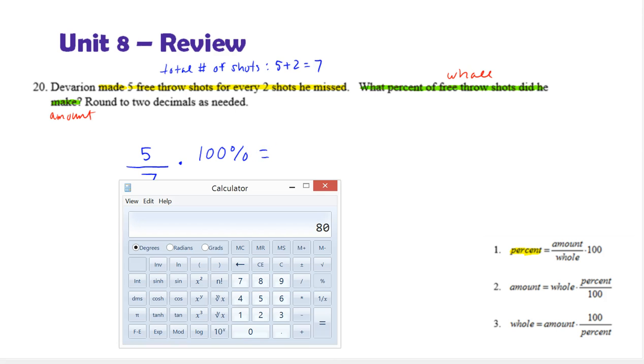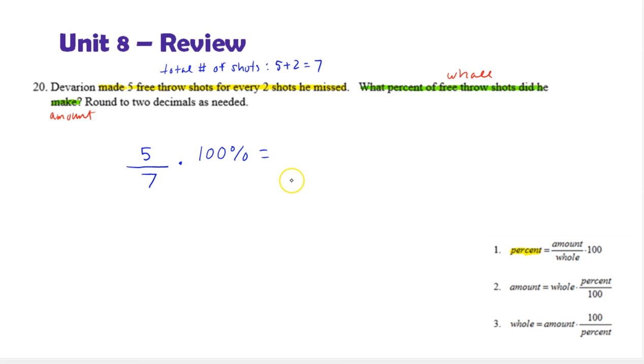We'll do that on the calculator, and we'll round. 5/7 times 100 gives us, rounding to 2 decimals, the thousandths place has an 8, so I'm going to round up to 71.43%. Let's look at the next one.